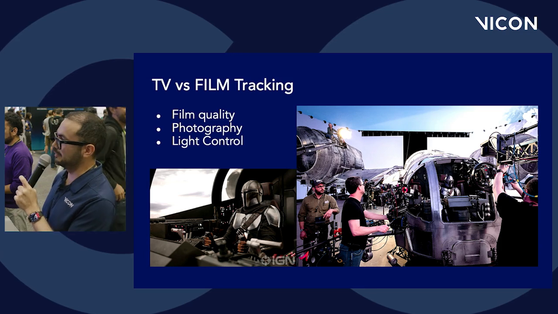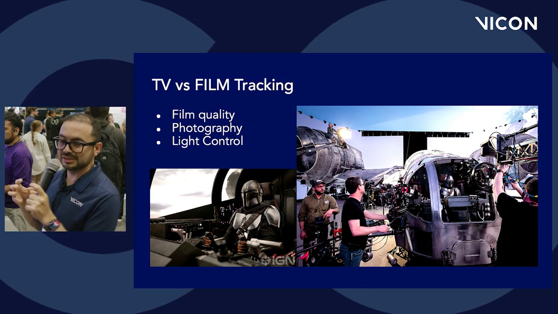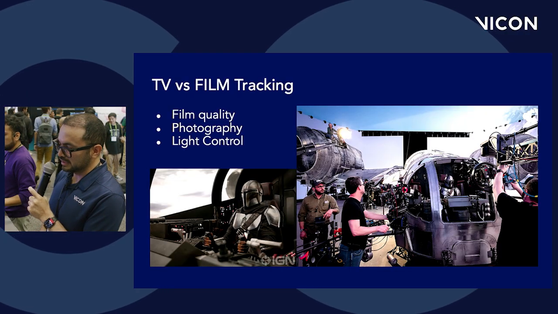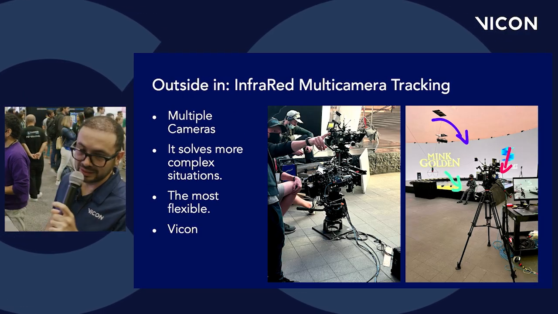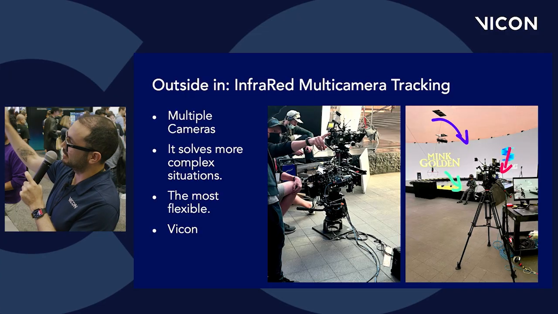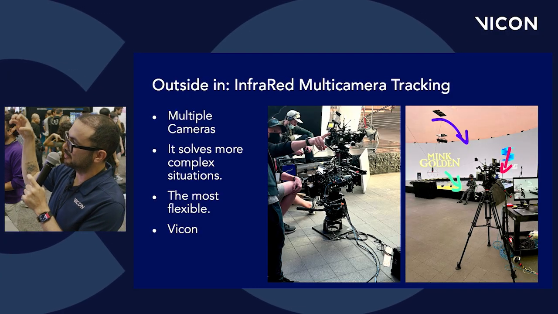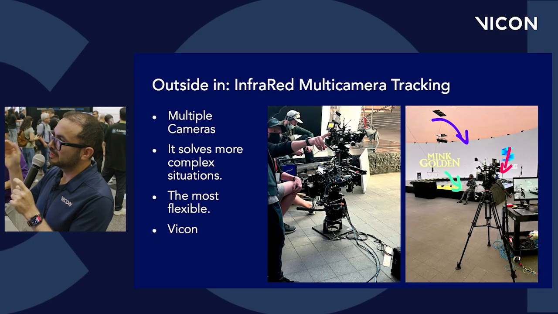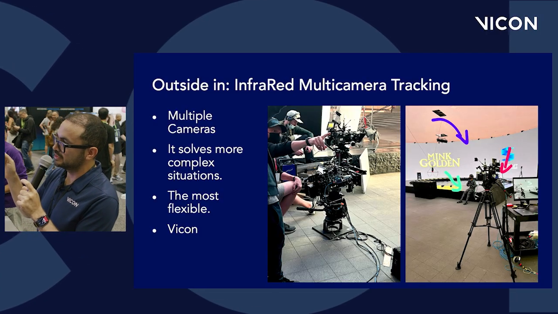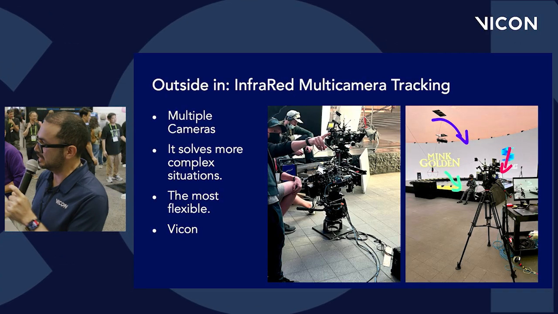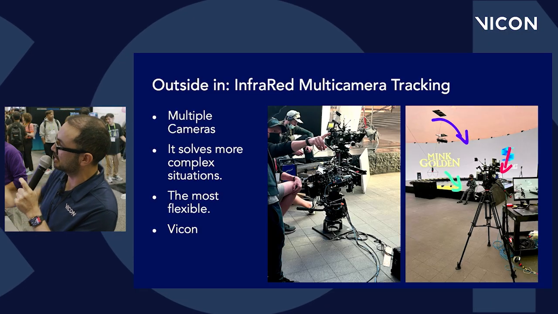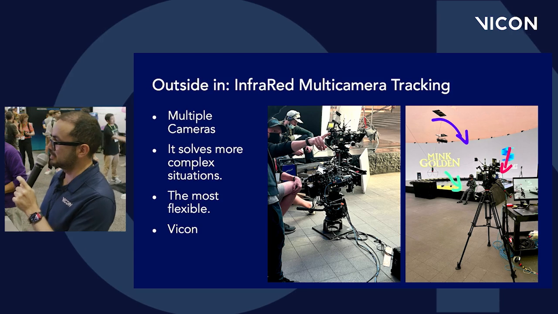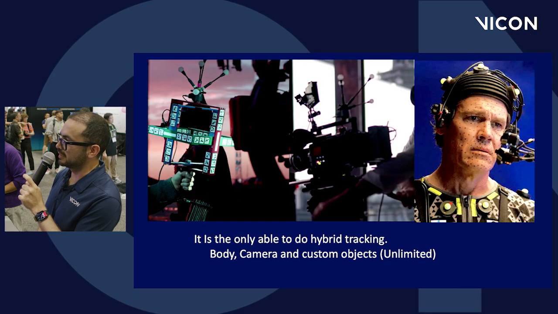Vicon is not. Vicon doesn't have these issues, because it was designed to work in very, very complex tracking scenarios. Okay? As you can see, Vicon is considered an outside-in technology. Why? Because the cameras are around the stage and the cameras are tracking inside. This allows the technology to track multiple cameras, to solve different situations, and for sure it is the most flexible one. You can track actors and cameras at the same time. How many cameras? As many as you want.